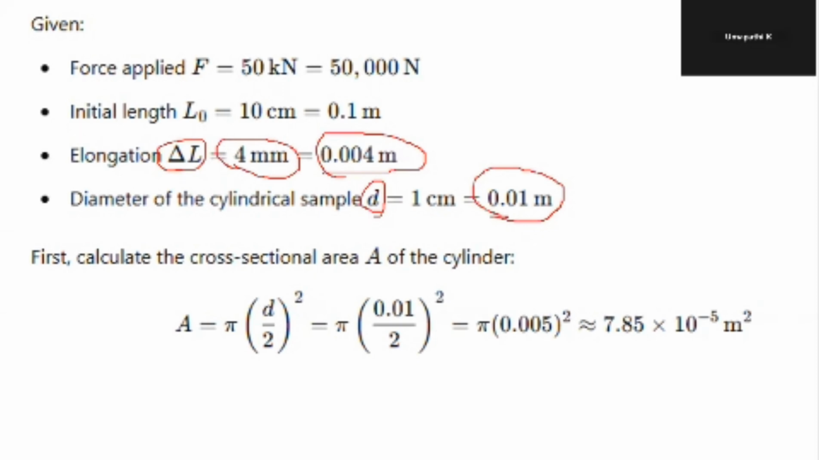First we have to calculate the cross-sectional area of the cylinder. For finding the area, A equals pi times d by 2, whole square, where d is our diameter. So we replace d with 0.01: pi times 0.01 divided by 2, whole square. It gives the value of 7.85 into 10 to the power of minus 5 square meter. That is the cross-sectional area of the cylinder.